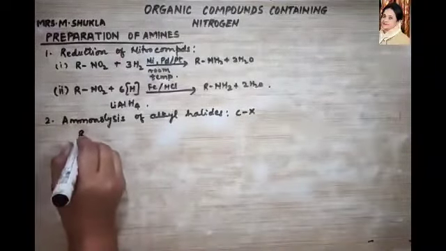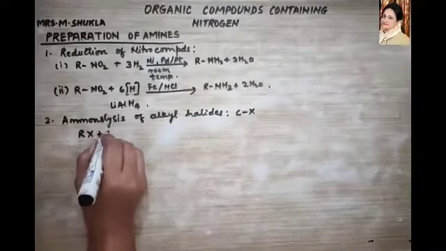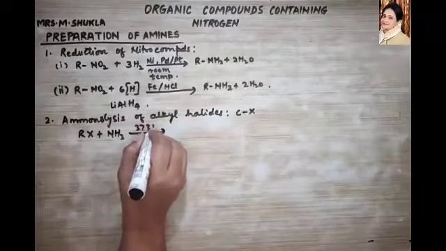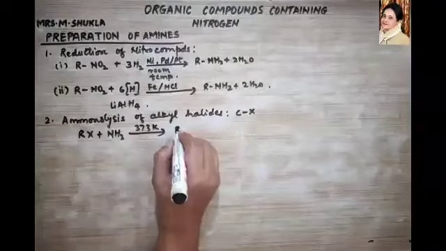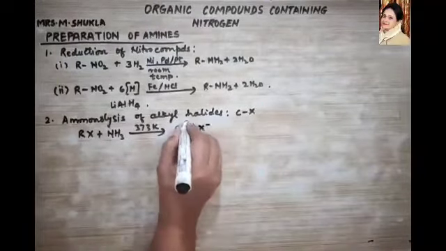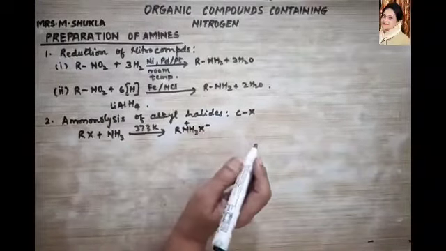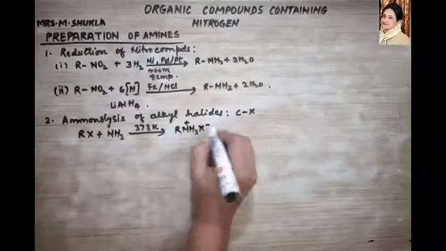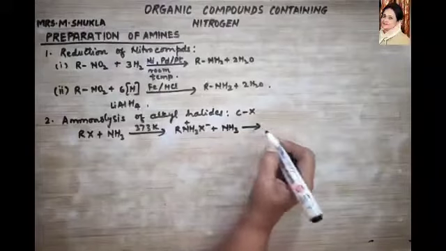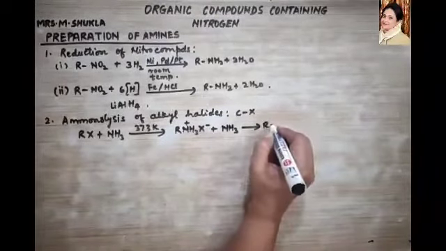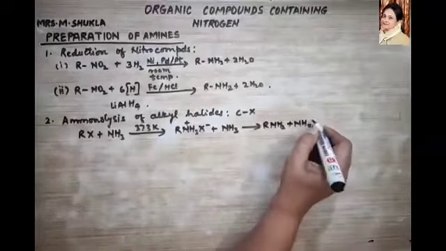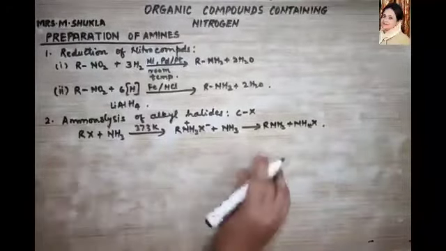So look at the reaction. When your alkyl halide is treated with ammonia at what temperature? I told you 373 Kelvin. What is it going to form? It's going to form RNH3X. This is the salt that it is going to form, and when this is further treated with more ammonia, it is going to give you the primary amine plus NH4X. Is this very clear?